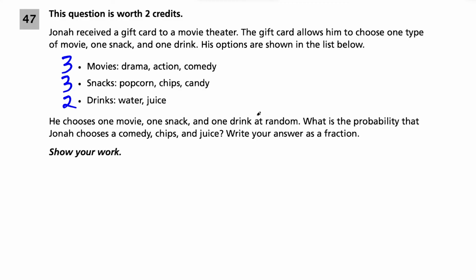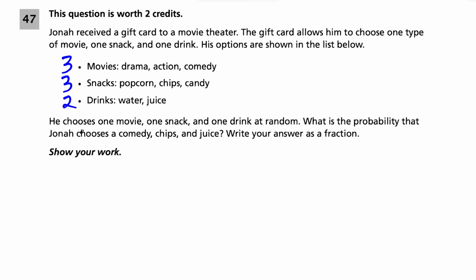What is the probability that Jonah chooses a comedy, chips, and juice? And we have to write our answer as a fraction. And we have to show our work. So for this question, if you know the multiplication principle, then this question can be done very, very quickly.